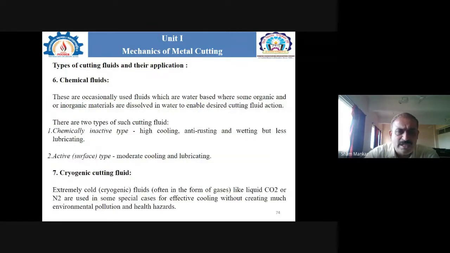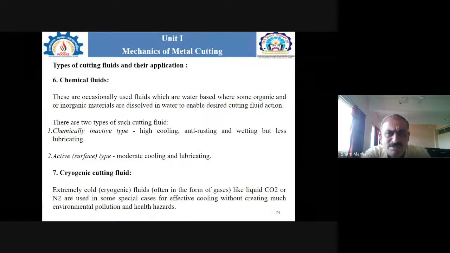Okay. Next, the sixth one is the chemical fluids. These chemical cutting fluids are occasionally used as water-based fluids, where some organic and inorganic materials are dissolved in water, so as to enable the cutting fluid action. When we are going to use these cutting fluids, there are two main categories: first is the chemically inactive type and second is the active type.